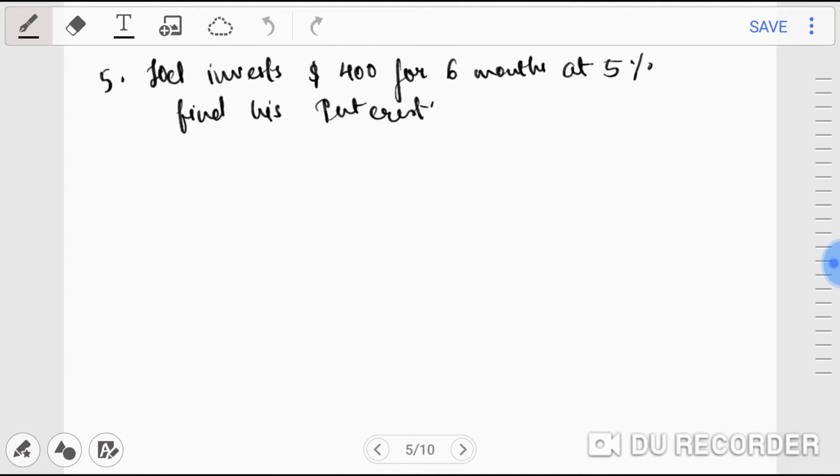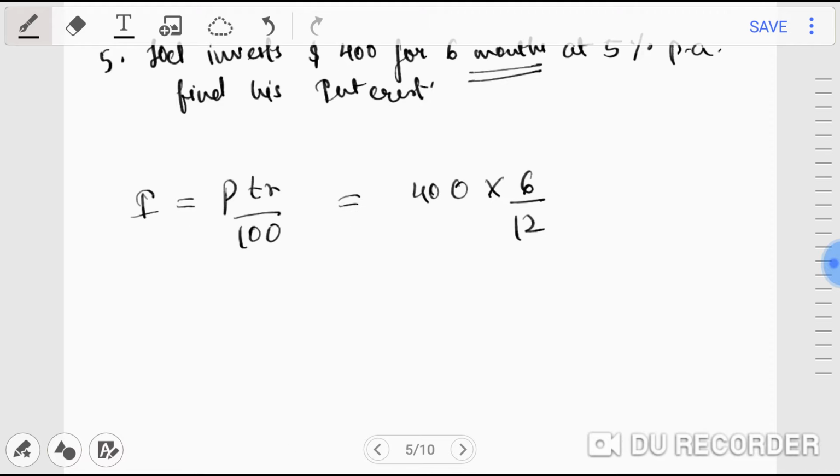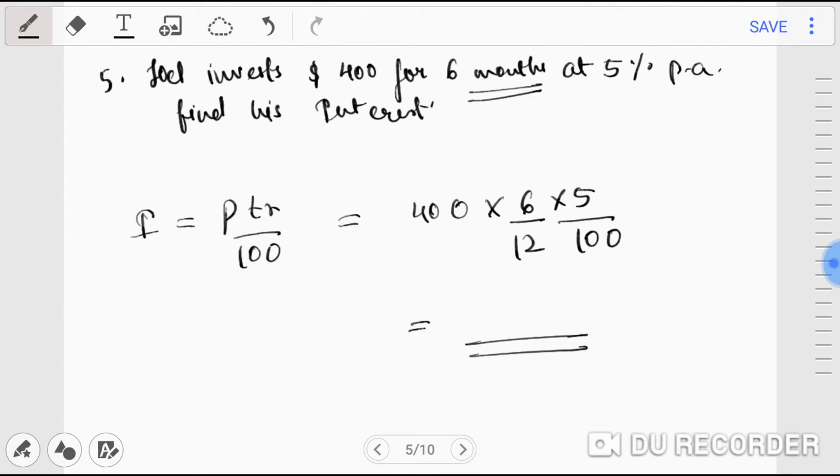Joel invests $400 for 6 months at 5%. Find his interest. It is 5% per annum. Here the time is given in months, so let's start. Interest, we know, is PTR upon 100. That is, principal is 400, and here 6 months, so you have to convert it into years. So you divide by 12, into 5% upon 100. That's your formula. Once you calculate this, you will get the value of interest. The only difficult part was converting your months into years by dividing by 12.